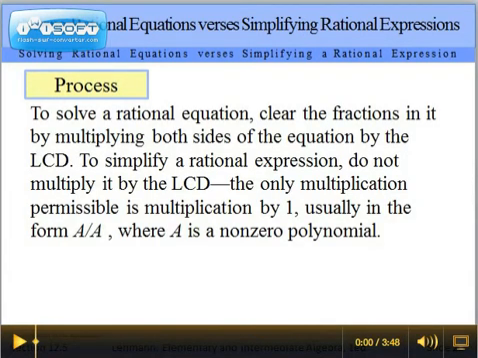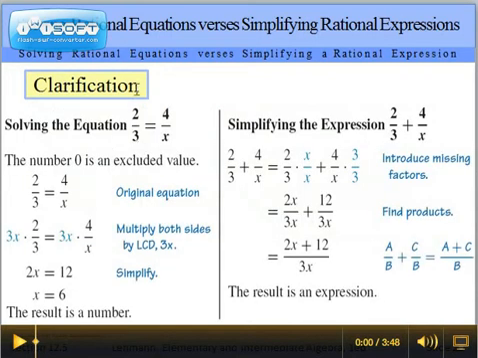To solve a rational equation, clear the fractions in it by multiplying both sides of the equation by the LCD. To simplify a rational expression, do not multiply it by the LCD. The only multiplication permissible is multiplication by 1, usually in the form of a over a, where a is a non-zero polynomial. So here I have solving an equation, and here I have simplifying an expression. Over here, the number 0 is an excluded value, so I can multiply both sides by the LCD here and end up with x equaling a number. Over here, I can only multiply by x over x, or 3 over 3. There are no two sides to multiply on.